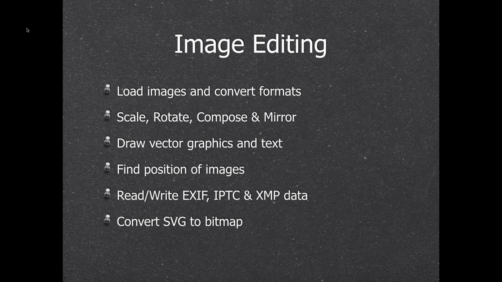Then we have image editing, where you can load various image formats, convert them to a different format, and save it to a field or to a file. You can scale pictures, rotate them, put one picture on another picture, put some text on it, some vector graphics. You can find something in a picture, like look for a line. You can work with the metadata, extract it or remove it, and you can convert SVG to bitmap if you need to.